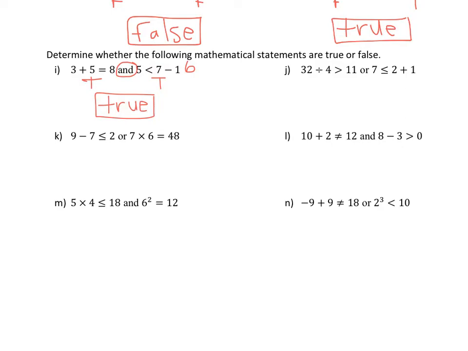Letter J. 32 divided by 4 is greater than 11. Well, 32 divided by 4 is 8. Is 8 greater than 11? No, it's not. That's false. 7 is less than or equal to 2 plus 1. 2 plus 1 is 3. So is 7 less than or equal to 3? That is also false. So, 32 divided by 4 is greater than 11, or 7 is less than or equal to 2 plus 1. Since those are false, this is also false.